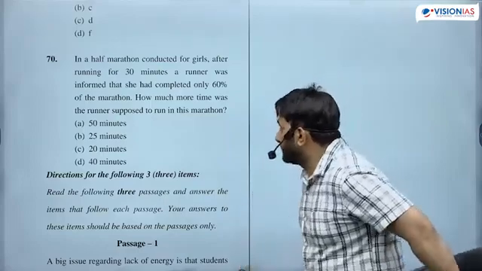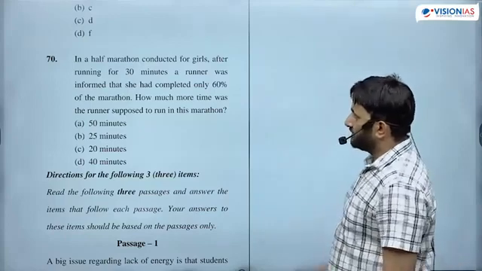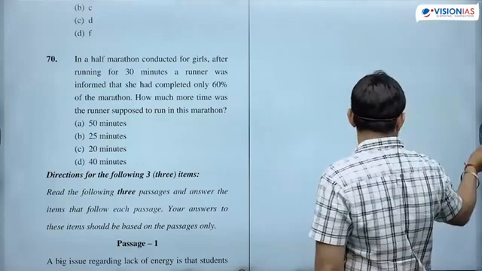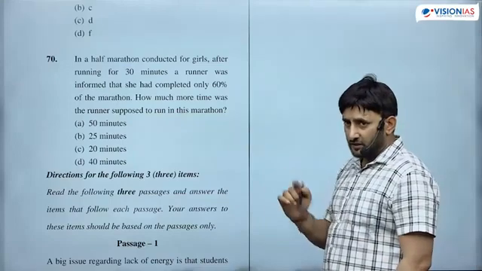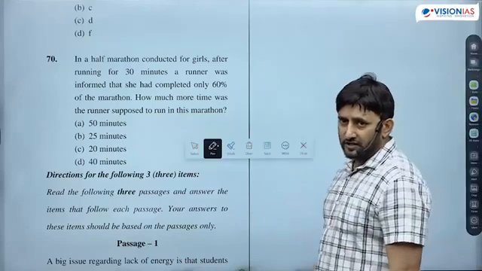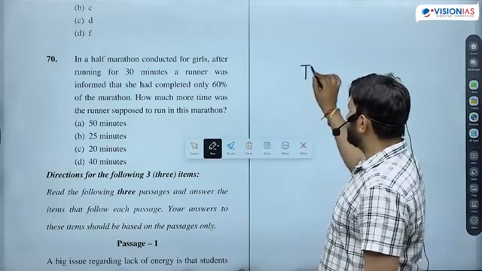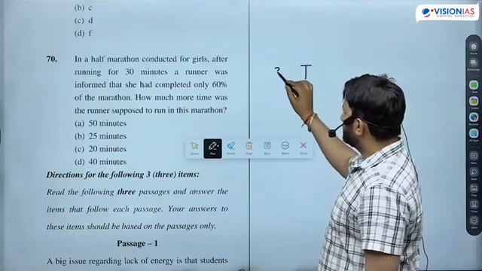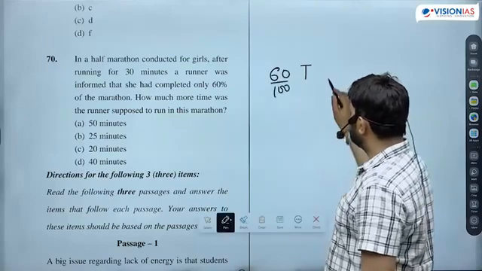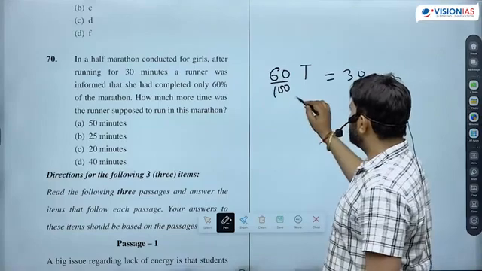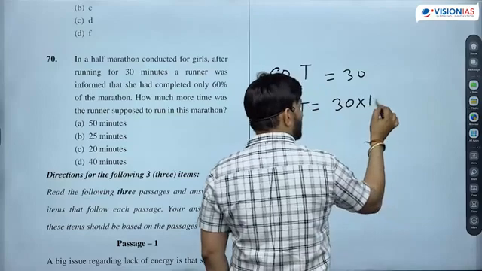In a half marathon conducted for girls, after running for 30 minutes, a runner was informed that she had completed 60% of the journey. इसका मतलब 60% distance covered in 30 minutes, तो 100% in 50 minutes. Let the total time taken is t. So 60% of the distance will be covered in 60% of the time, which is 30 minutes. So what is the total time taken? 30 into 100 upon 60.